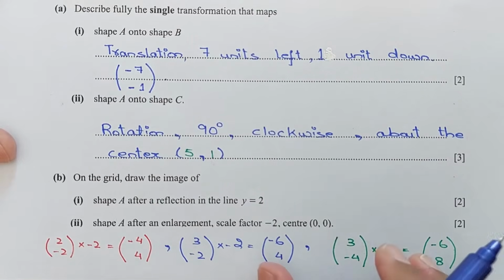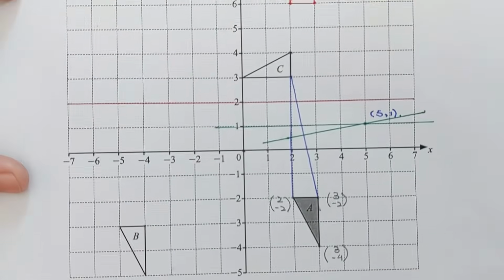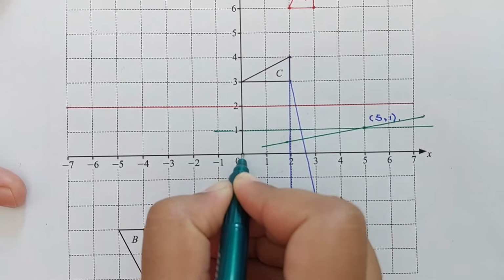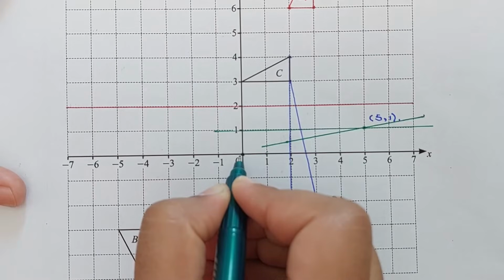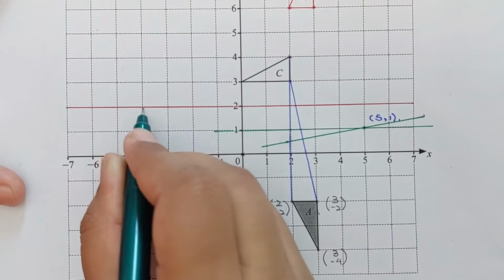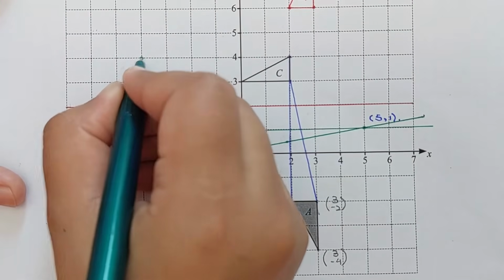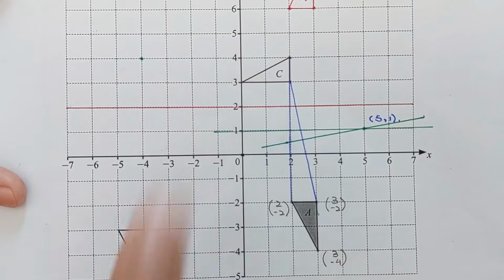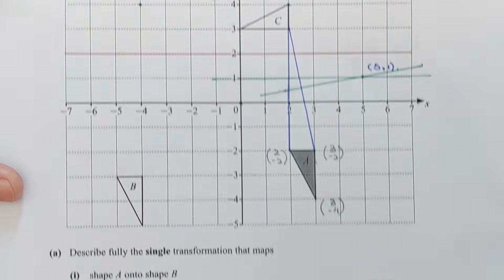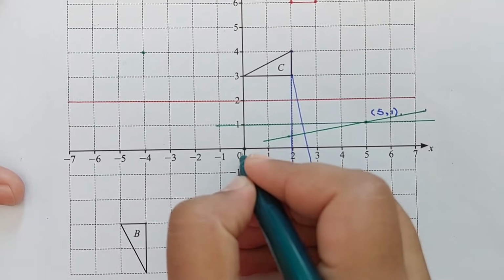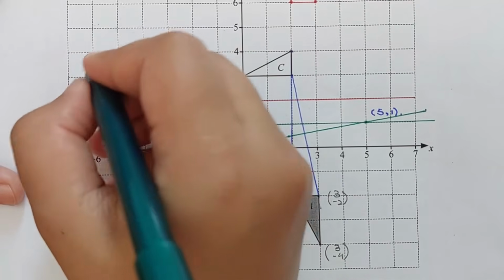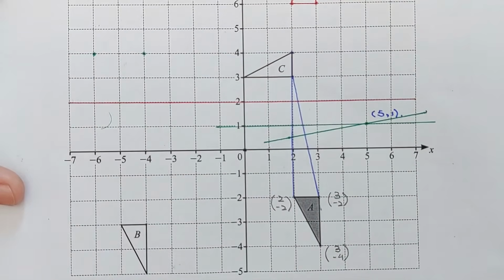So the first one is minus 4 and 4. That is going to be from the center. We have to move minus 4 left and 4 up. So 1 2 3 4 and 1 2 3 4. So the new coordinate is minus 4 4, the image. The next one is minus 6 4. So from the center we have to move minus 6 left, 1 2 3 4 5 6, and 4 up, 1 2 3 and 4. So that is going to be minus 6 and 4.